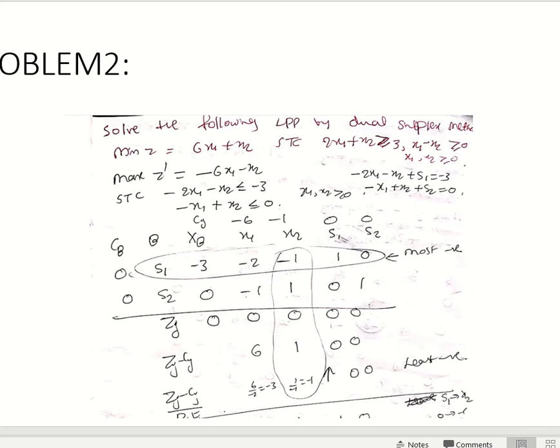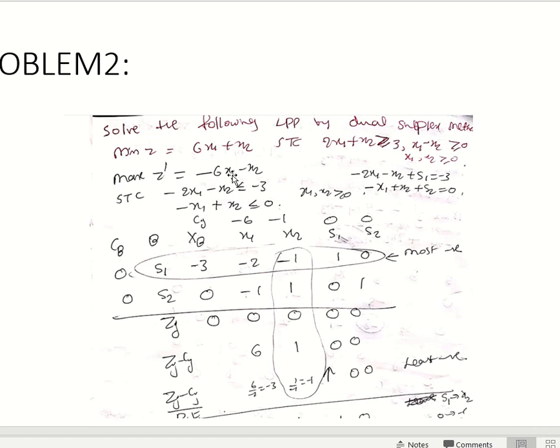Now next let us discuss problem 2. Solve the following LPP by the dual simplex method. That is, minimization Z equal to 6x1 plus x2, subject to the constraints 2x1 plus x2 greater than or equal to 3 and x1 minus x2 greater than or equal to 0, where x1, x2 are positive.